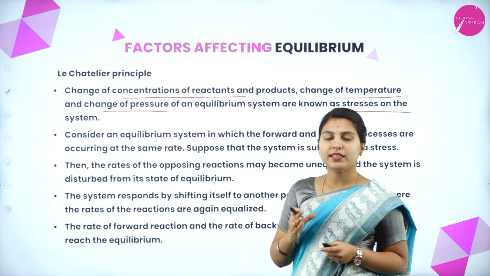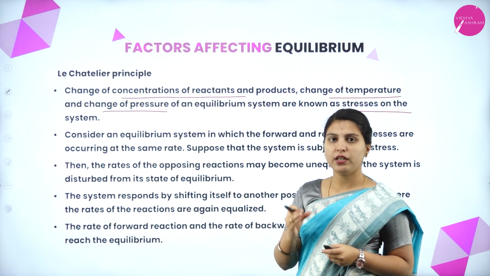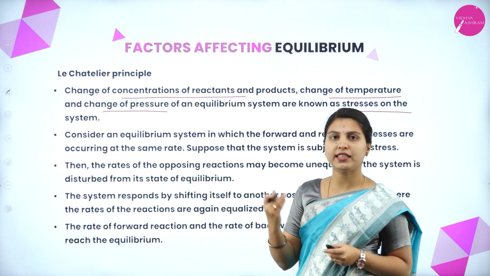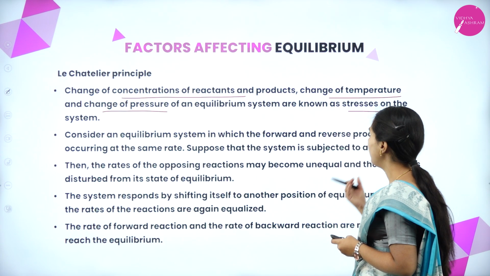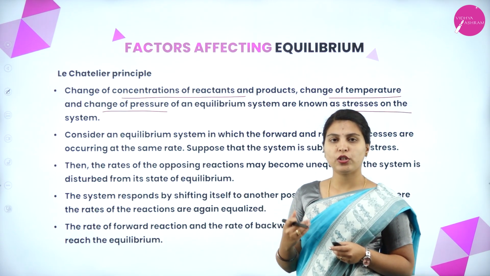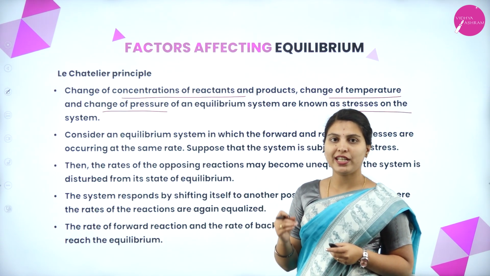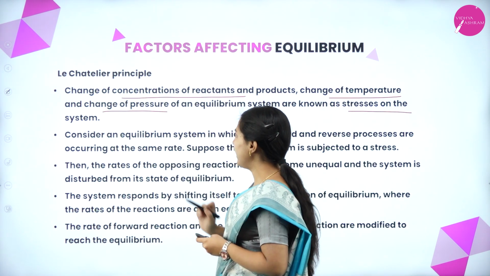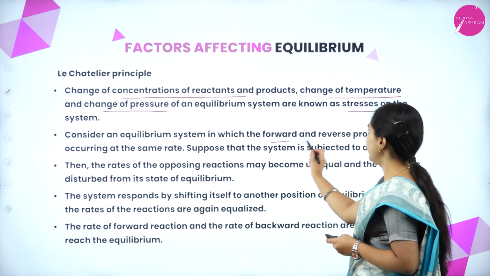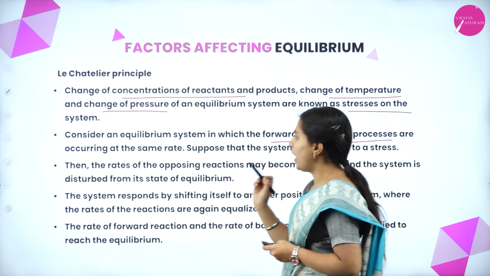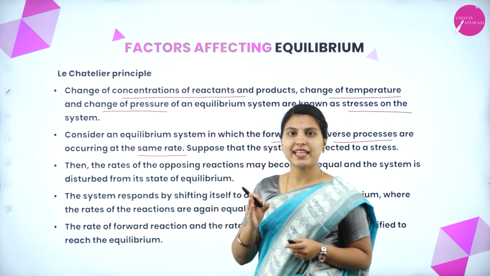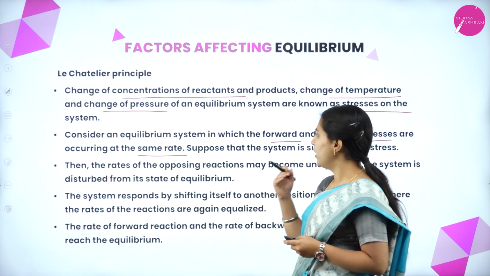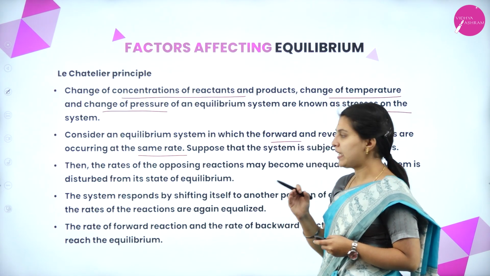Okay. One system will have some temperature, some pressure and some concentration. If we keep on changing these three variables, what will happen? Obviously, the environment of the system will also change. But it will not only change, it will act as a stress on the system. Consider an equilibrium system in which the forward and reverse processes are occurring at the same rate. Same rate means same time. The forward reaction and also the backward or reverse reaction are going to happen at the same time.